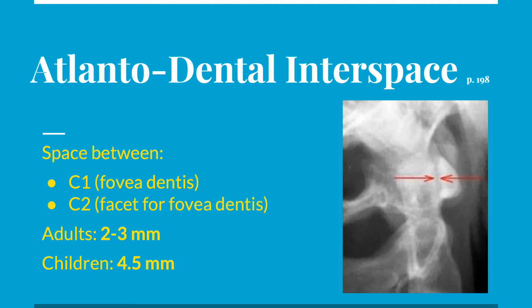So you typically will have to write out atlantodental interspace. You might have multiple choice questions with the numbers. You might even have to write out the numbers, and then he might even ask you to define what the space is between. So remembering that your fovea dentis is on C1 and your facet for fovea dentis is on C2. So we might flip those around in a multiple choice style question because a lot of people still get those mixed up. So you know that, know this whole slide, know all of it forever and always.